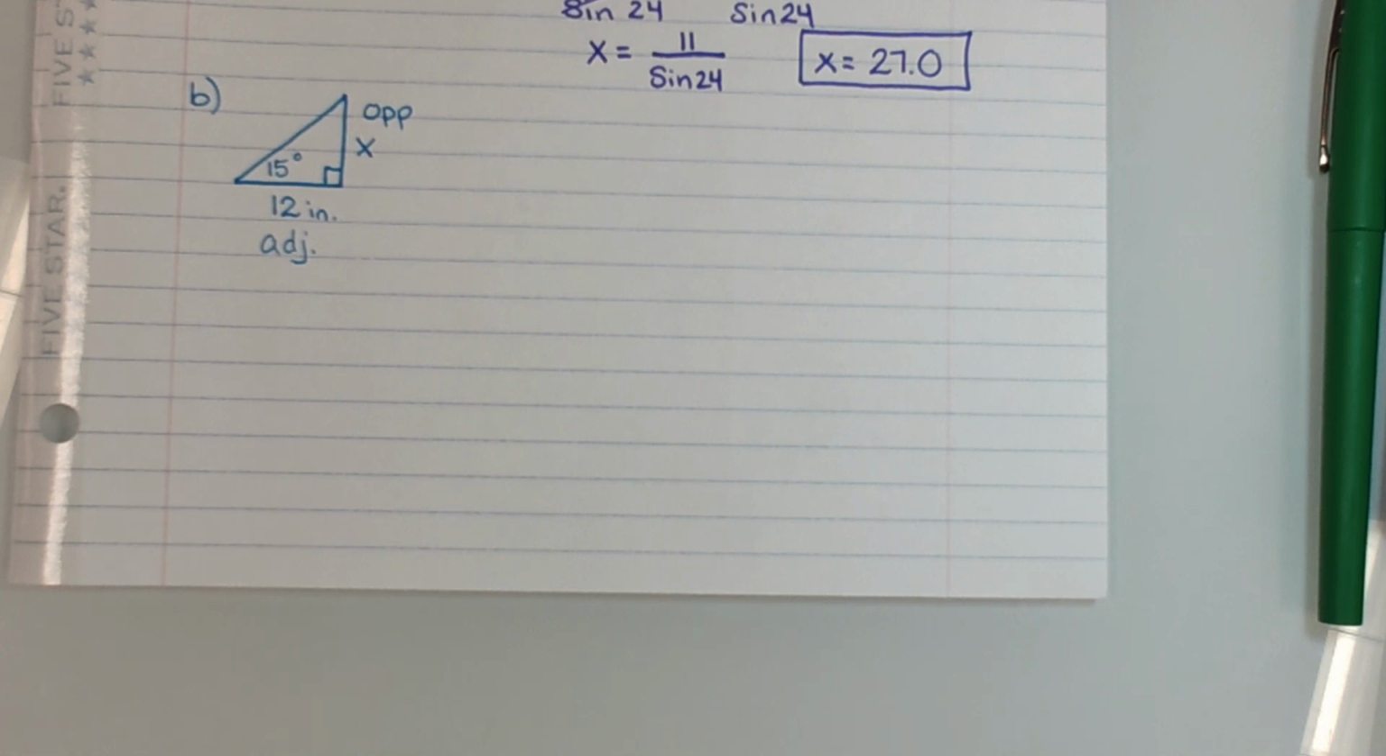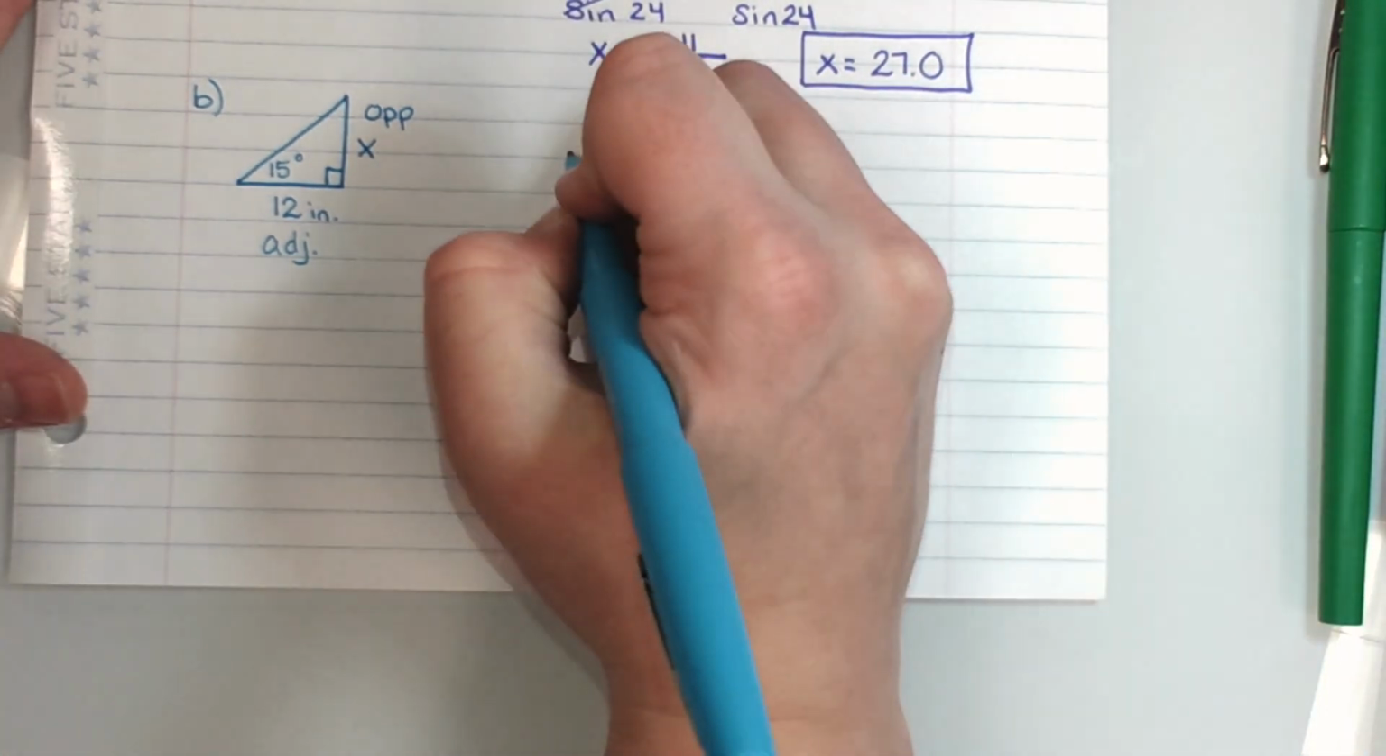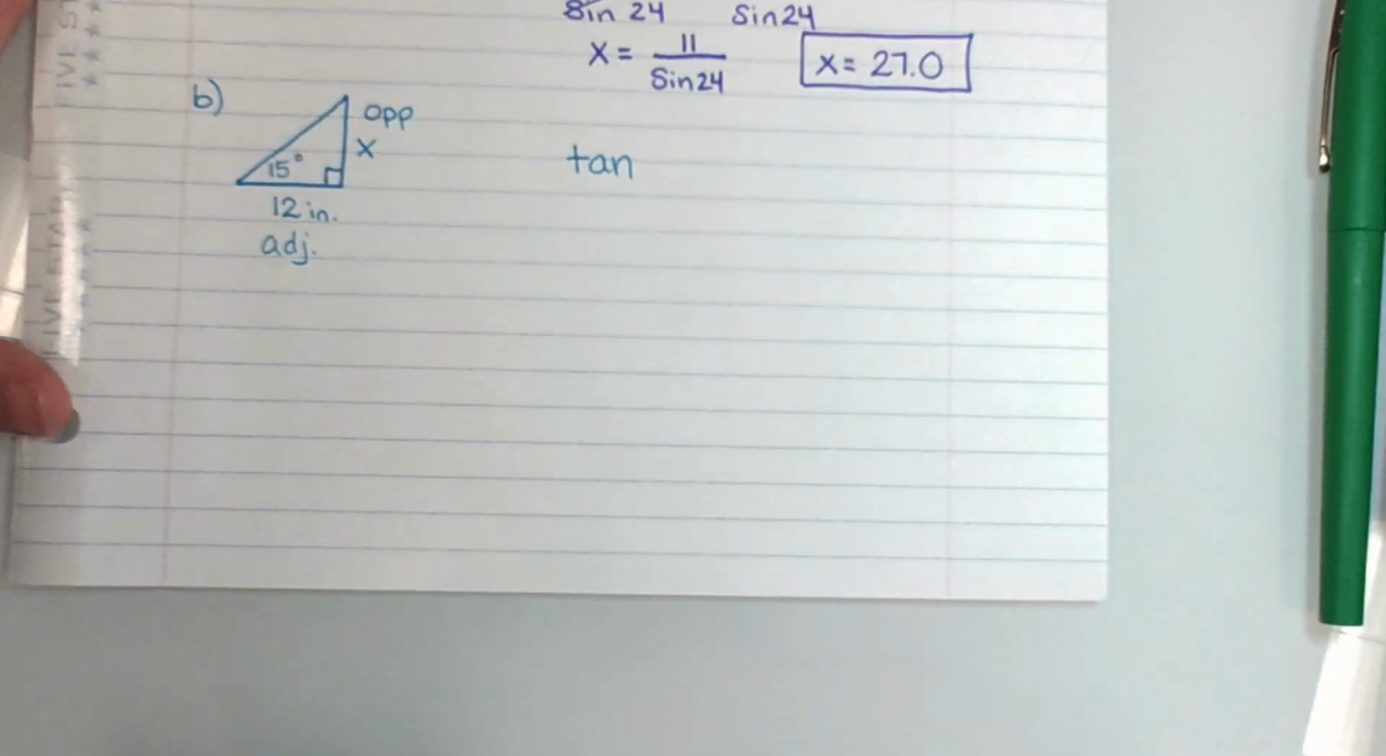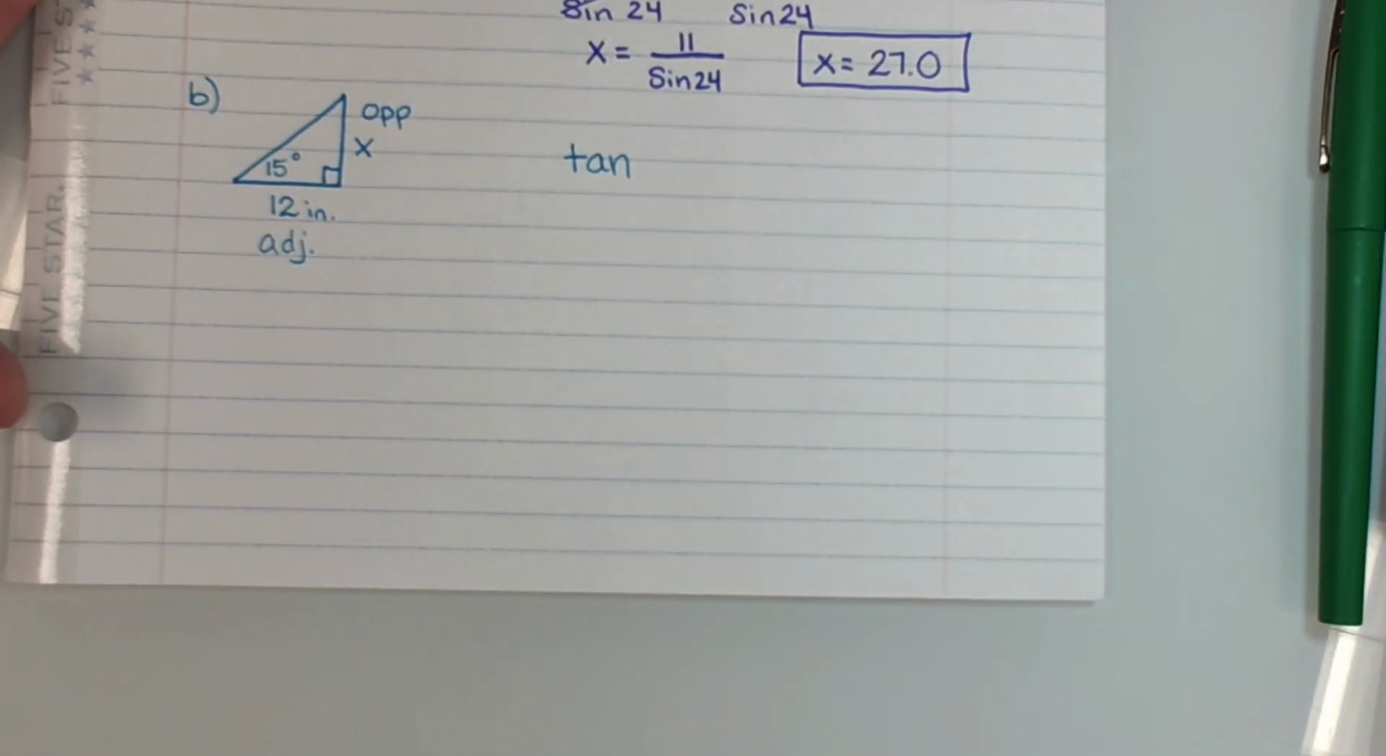Hudson, which trig ratio uses the opposite and the adjacent? The TOA, so tangent. Technically, cotangent uses it as well, but it's not calculator friendly. So I'm going to use tangent.